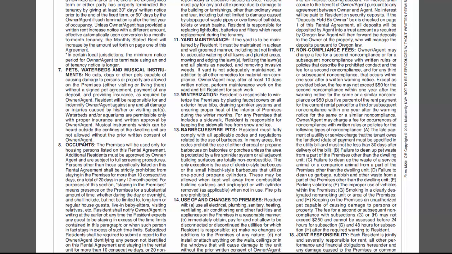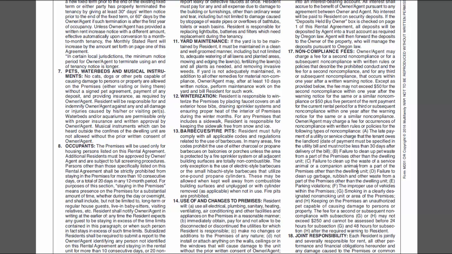Section 17 talks about non-compliance fees. These are fees that could be charged to you on your second or third offense of these violations, such as a late payment of a utility, not cleaning up your pet waste, failure to clean up garbage in an area other than the dwelling unit, any parking violations, improper use of the vehicles on the property, smoking on the premises, or having an unauthorized pet. If you commit one of these violations, you will be charged $50 for the second offense and $50 plus 5% of your rent on the third and subsequent offenses.